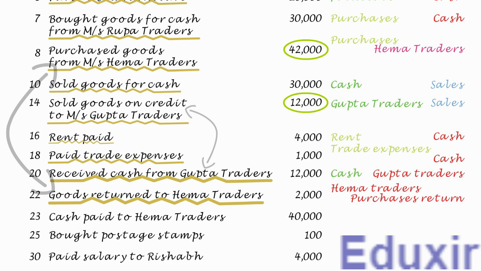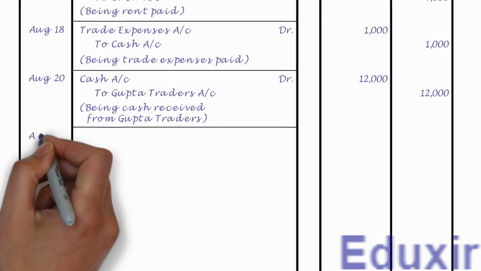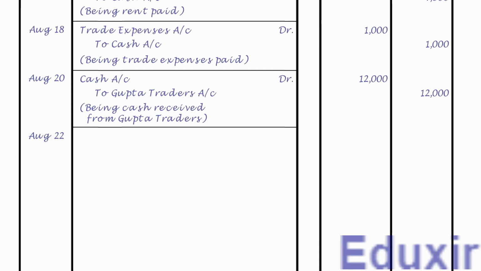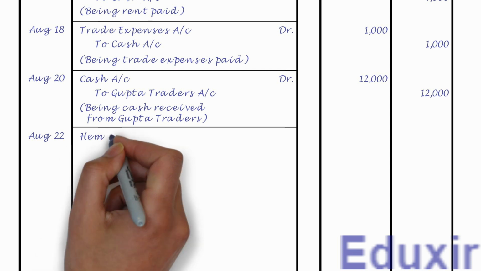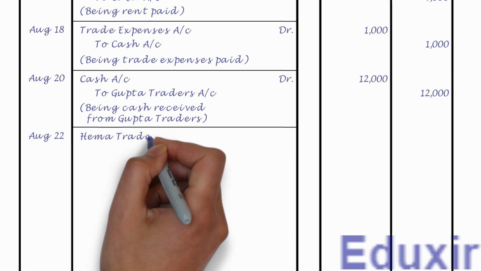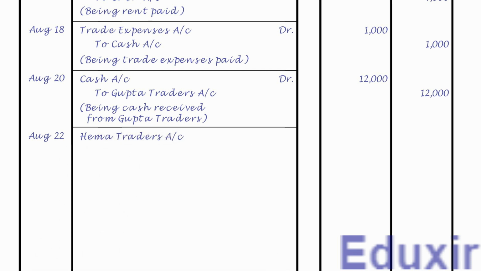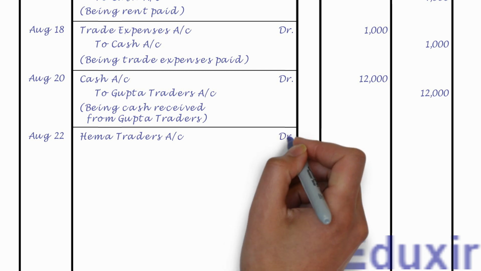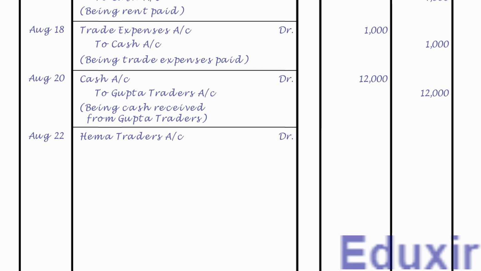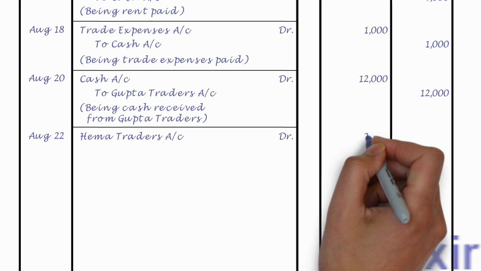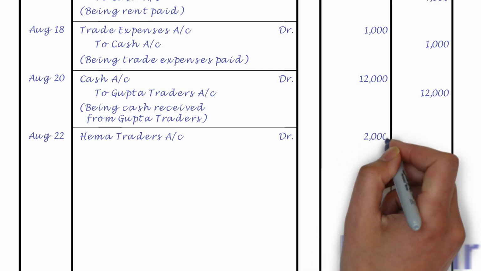With this analysis at our disposal, let us now proceed with the journalizing of this transaction. Let us first record the date. Let us now record Hema Traders account as the debit entry. Let us then record the text DR to indicate that this is a debit entry. Let us also record the debit amount of 2000 rupees into the debit amount column.